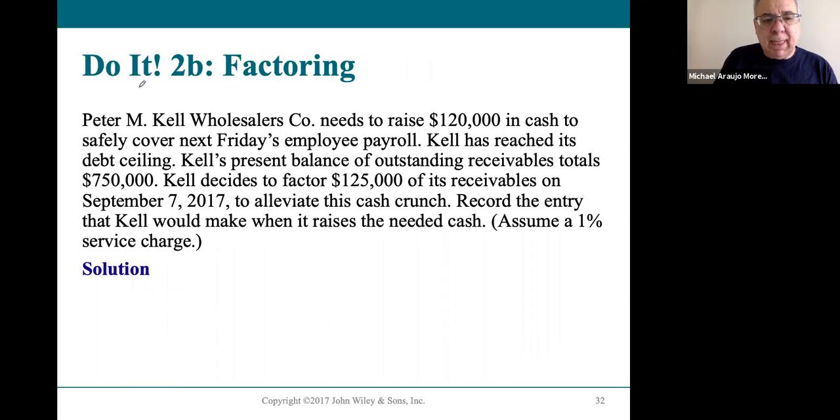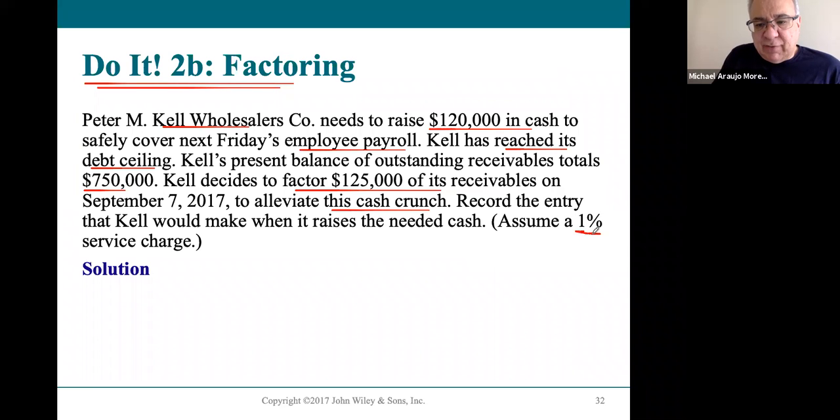Okay. So the do it exercise 2 is on factoring. Here we have a wholesale company. They need $120,000 for payroll. That's a damn good reason they need cash. They've reached their debt ceiling already, so they can't borrow from a bank. So they decide, look, we have $750,000 of receivables. Let's sell off $125,000 of it. That should give us enough cash to cover payroll, and we're all set.